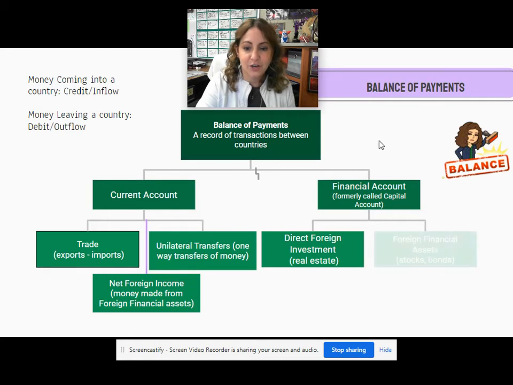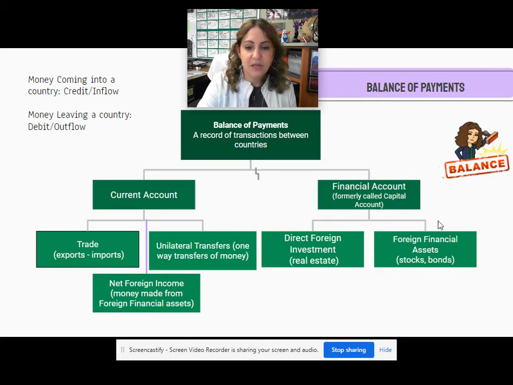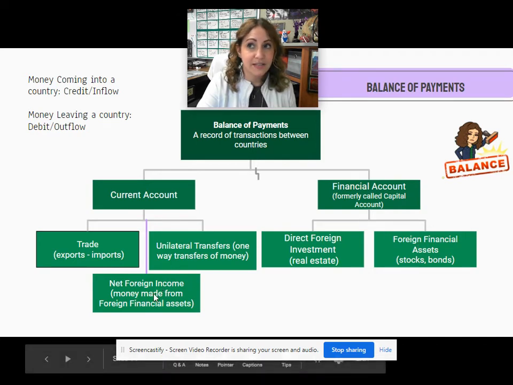And the other thing, like I said earlier, is foreign financial assets. So if you see stocks, bonds, savings accounts, they are going to be in here. So that's tricky. The stock itself is in the financial account, but profit, money made, interest accumulated from those investments is going to be in the current account.